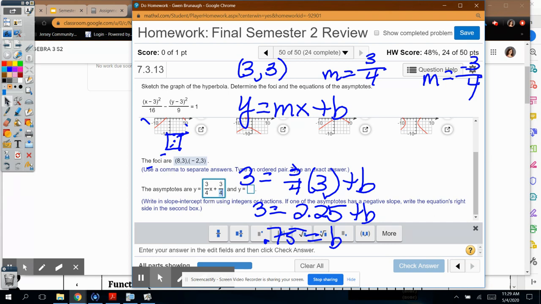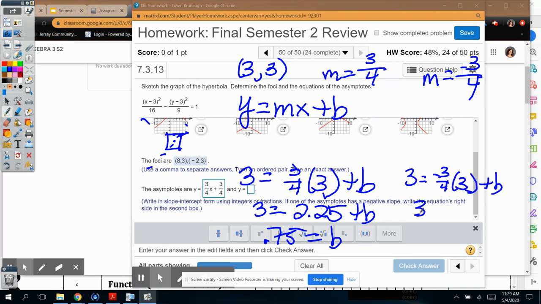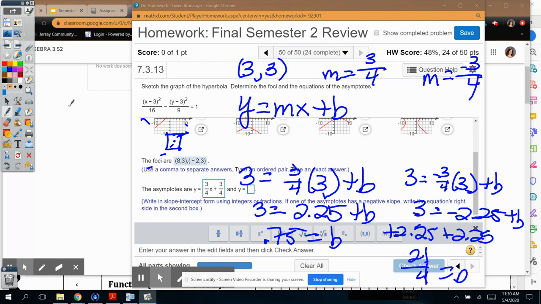The other one will be 3 equals negative 3/4 times 3 plus b. So 3 equals negative 2.25 plus b. And when you add 2.25, you get 3 plus 2.25. If you hit math 1, that's 21/4 for your other one. So negative 3/4 x goes with the 21/4.